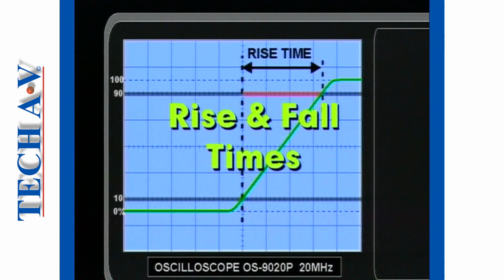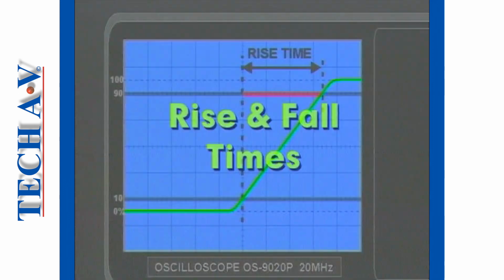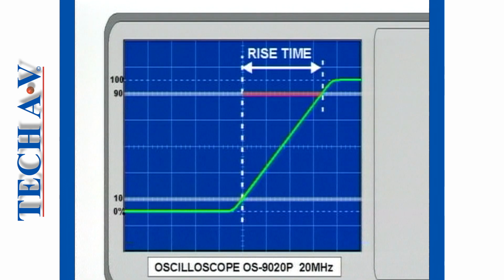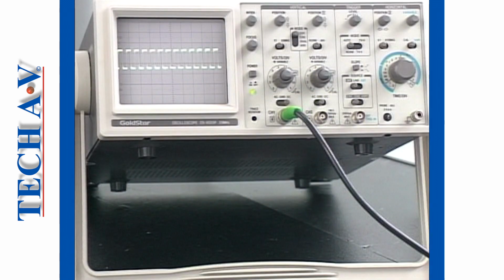When working with pulse, digital and switching circuits, a knowledge of rise and fall time is often required. Collectively termed transition time, this measurement defines the time taken for the leading edge of the waveform to rise from 10% to 90% of its value, and the trailing edge to fall from 90% to 10% of its value. Let's demonstrate the measurement procedure.